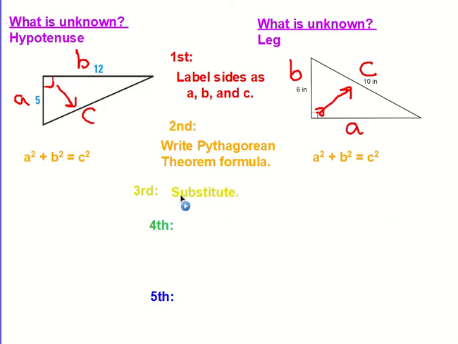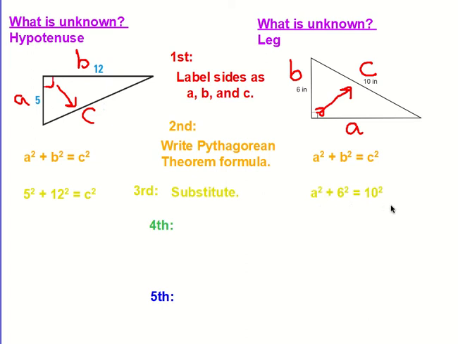The third step is to substitute. You're substituting your values in. So over here, we plugged in 5 for A and 12 for B. So we have 5 squared plus 12 squared equals C squared. And when we're finding the leg, you have A squared plus 6 squared equals 10 squared.